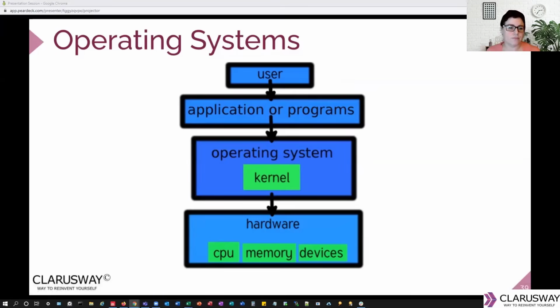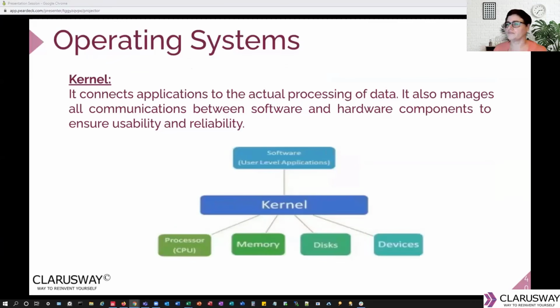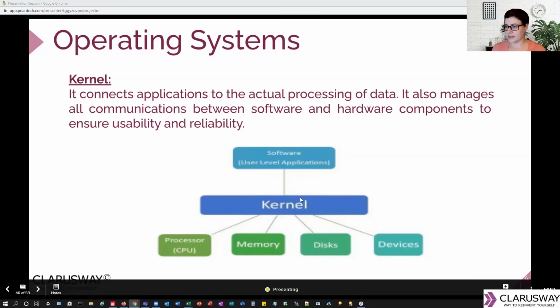All right, kernel. So the kernel connects applications to the actual processing of data. And it manages all communications between software and hardware components to ensure that it's usable, reliable. And so this kernel layer here, it connects the CPU, memory, disks, any devices, mice, keyboards. And it actually manages how each one of those items interacts with software or those user level applications.